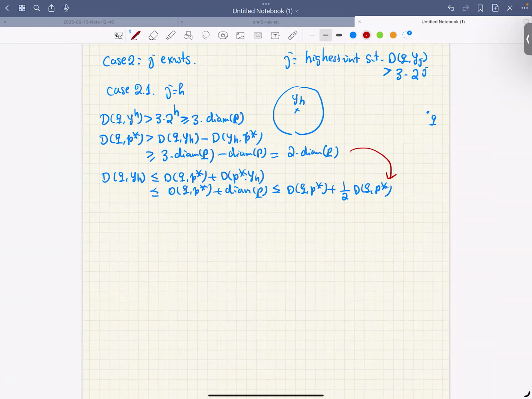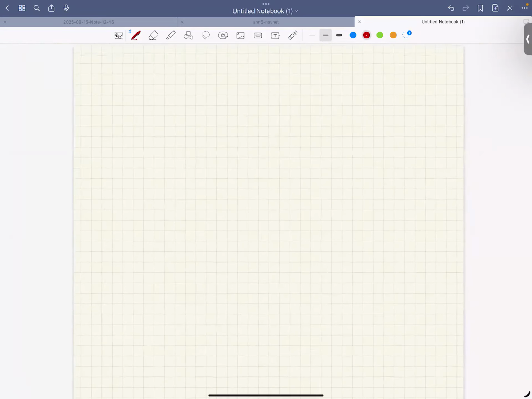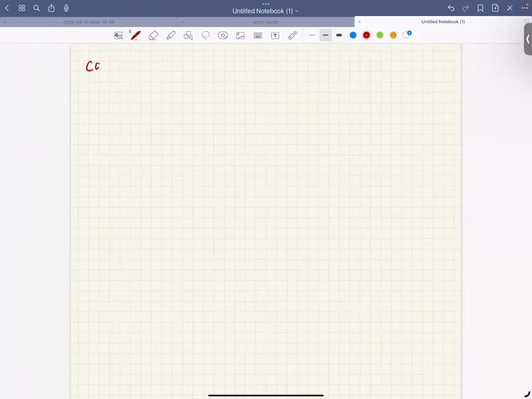Okay, case 2.1. Now, finally, let's look at the real case, right? So this is the final case, case 2.2. Now with all the intuition I have given you, you should be ready to understand case 2.2. Case 2.2 says J exists and it's not H, something less than H, right? So once again, what is J? J is the highest integer such that the query is not properly covered. You see what I mean?